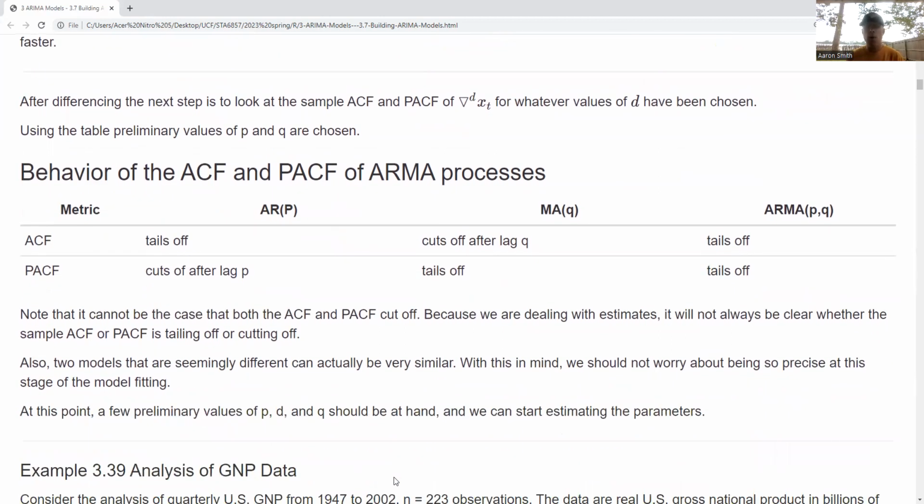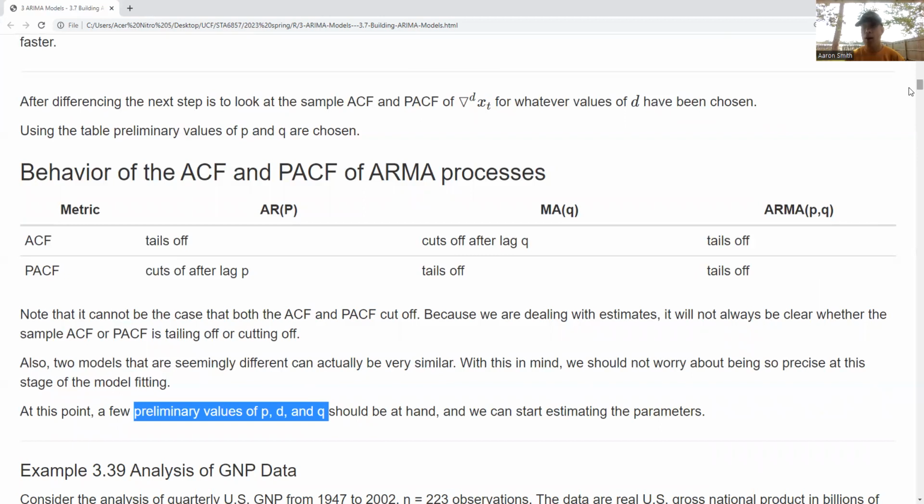And as we go through this, don't worry about being super precise on your model selection aspect of this. Try several different models and see what ends up working out. Come up with some preliminary values for P, D, and Q, and then estimate the models, check diagnostics, check what works, what looks like it's solid, and go with your best model.